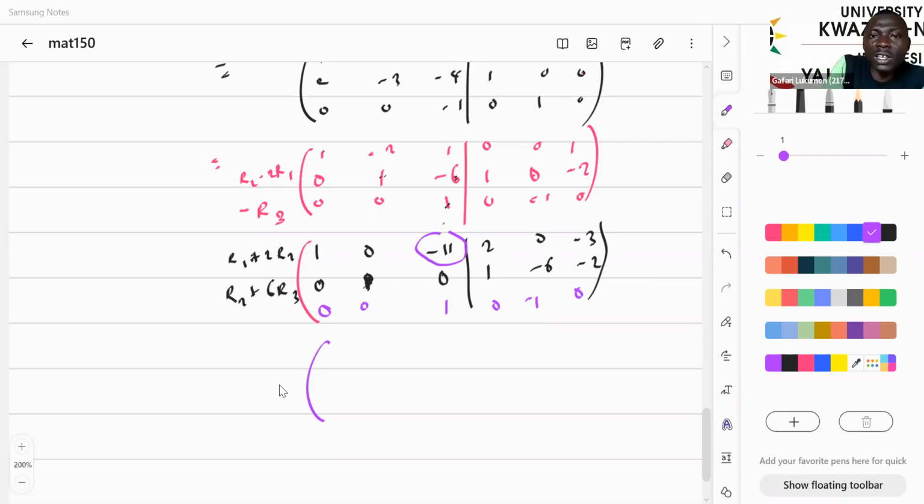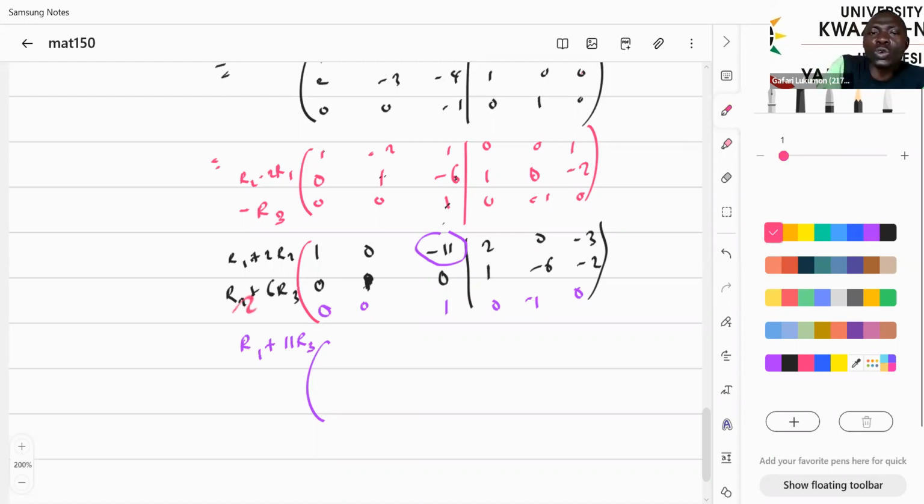We can just say, this is -11. What we can do to make this guy to be 0 is to make this guy also be 11. Once it is 11, then you can just say -11 plus 11 times this. So in that sense, you are going to have R1 plus 11 R3. I hope you understand now. So R1 plus 11 R3.